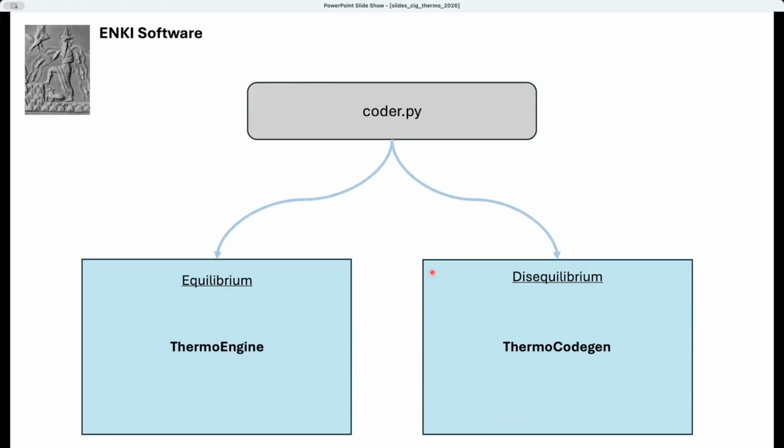So that two end-member approach is reflected in the universe of ENKI software, where things are rooted in using this coder.py module, but equilibrium models are handled by a piece of software called ThermoEngine, and disequilibrium models are handled by a piece of software called ThermoCodegen.